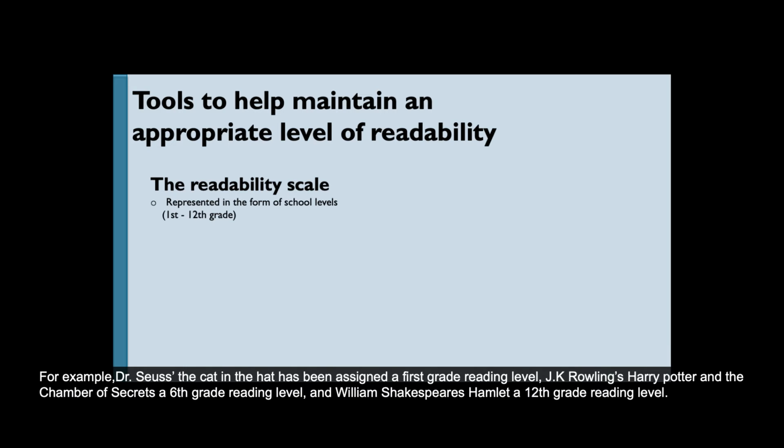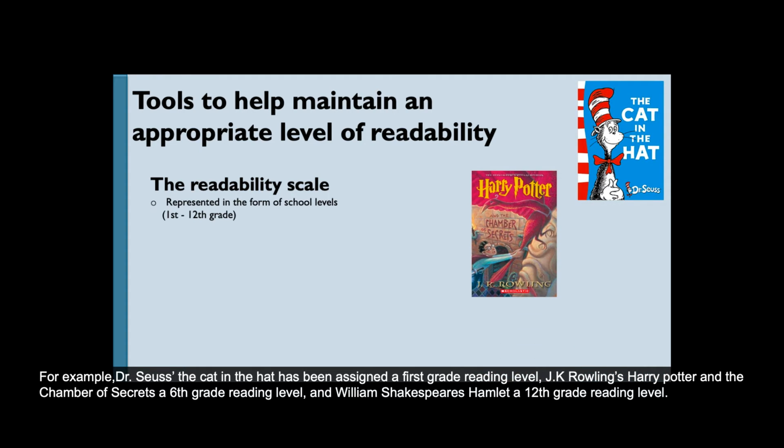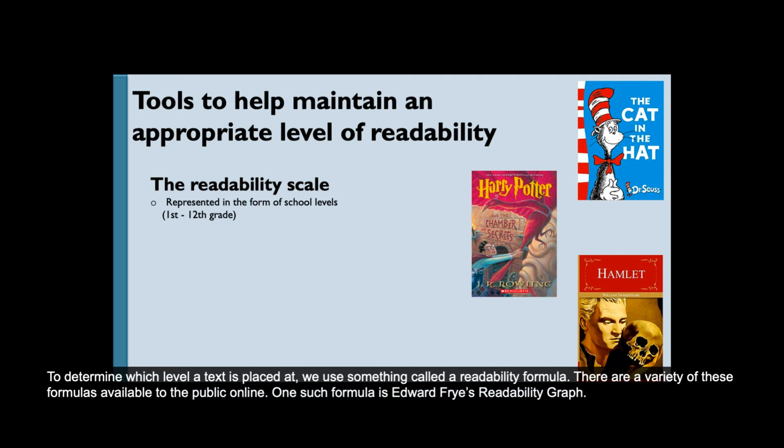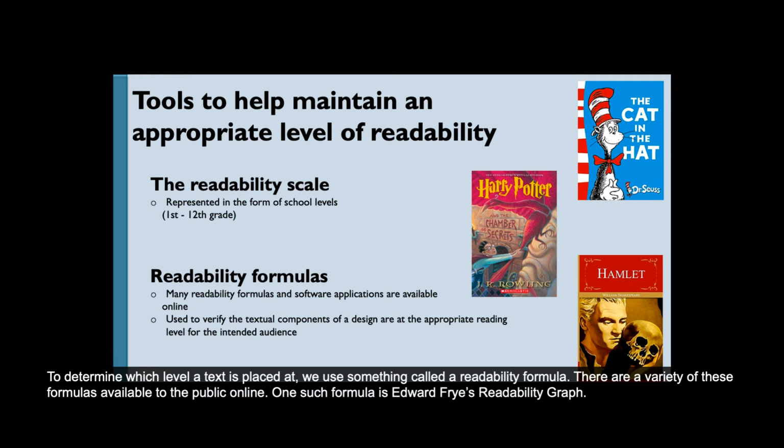For example, Dr. Seuss's The Cat in the Hat has been assigned a first grade reading level. J.K. Rowling's Harry Potter and the Chamber of Secrets, a 6th grade reading level, and William Shakespeare's Hamlet, a 12th grade reading level. To determine which level the text is placed, we use something called a readability formula. There are a variety of these formulas available to the public online.